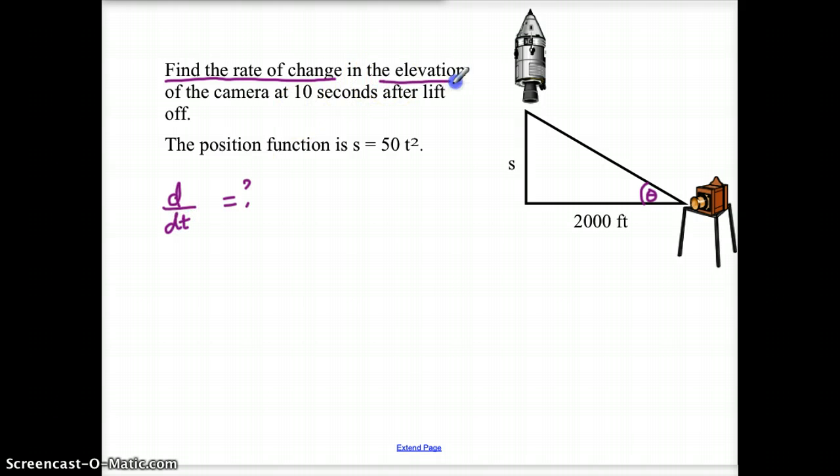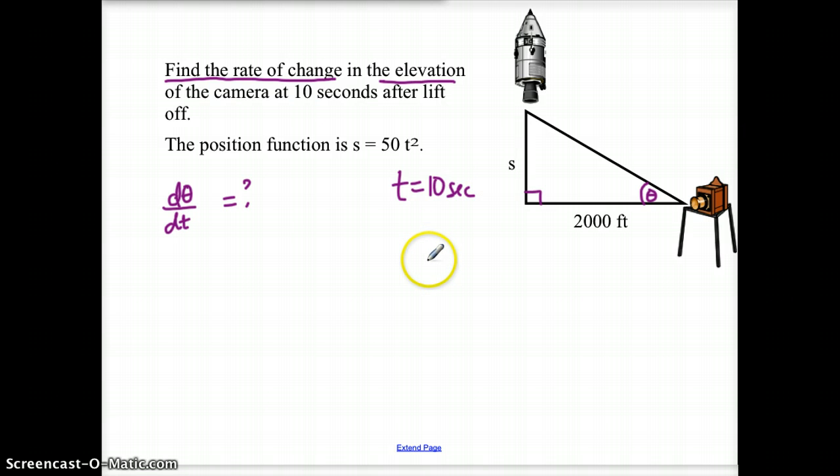The rate of change in the elevation. So we've chosen that theta is the angle of elevation. S is the position. And this is 2,000 feet. So S is the height of the rocket ship. All right? So we're trying to find the rate of change in the elevation of the camera at 10 seconds after liftoff. So time equals 10 seconds.